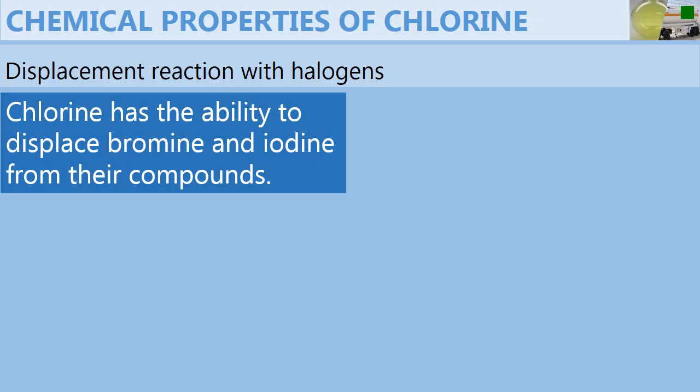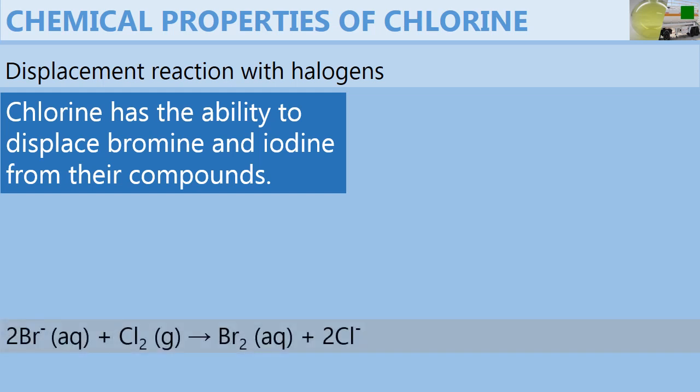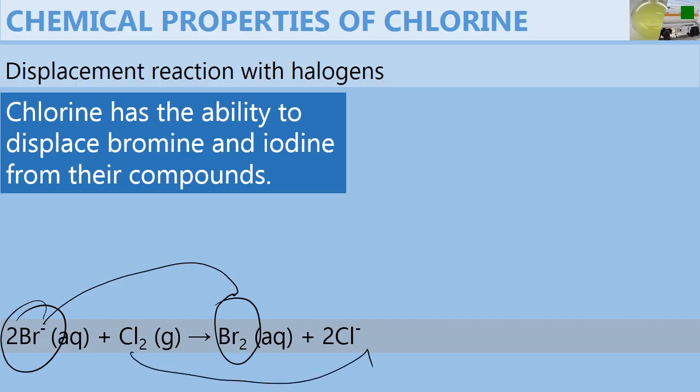When chlorine is bubbled through a solution containing bromide ions, the colorless solution turns orange. Chlorine has a higher tendency to gain electrons than bromine, and therefore it readily oxidizes bromide ions to bromine, while chlorine, of course, will be reduced to chloride ions.